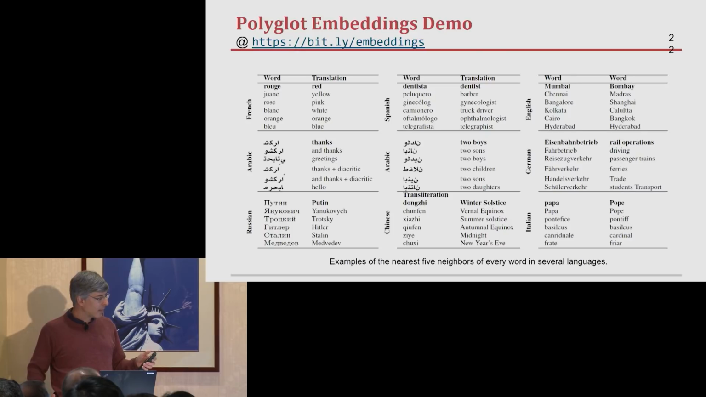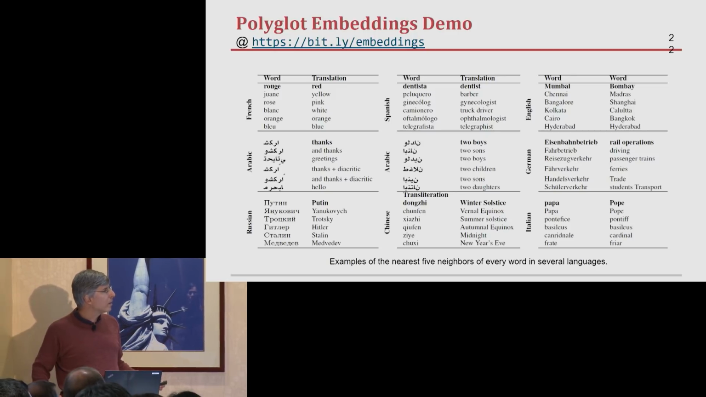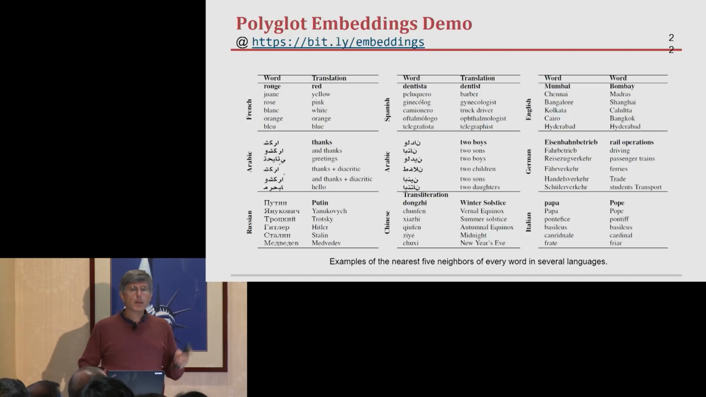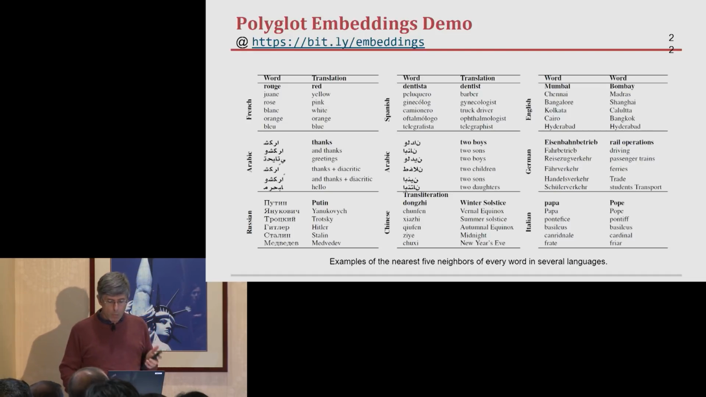And again, the similarities, the subtleties that it picks up, I find amazingly interesting. Like apparently in Arabic, there's a word for two boys. And when you look at what the nearest neighbors are, it's two sons, two children, two daughters, okay? So there's really a lot that you can pick up in this unsupervised way about what words mean, and it gives it a lot of power.